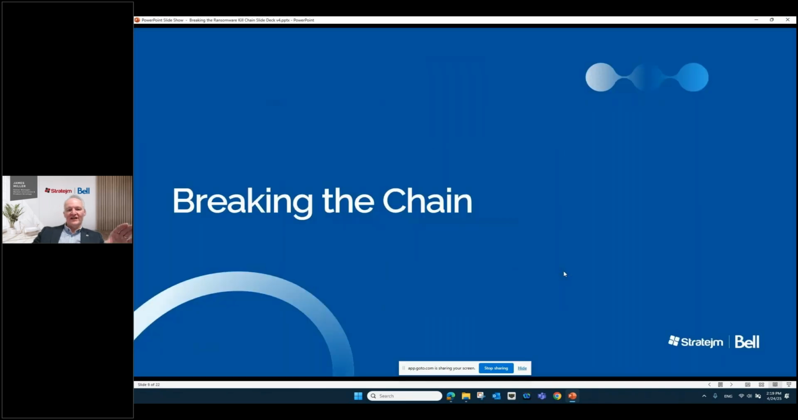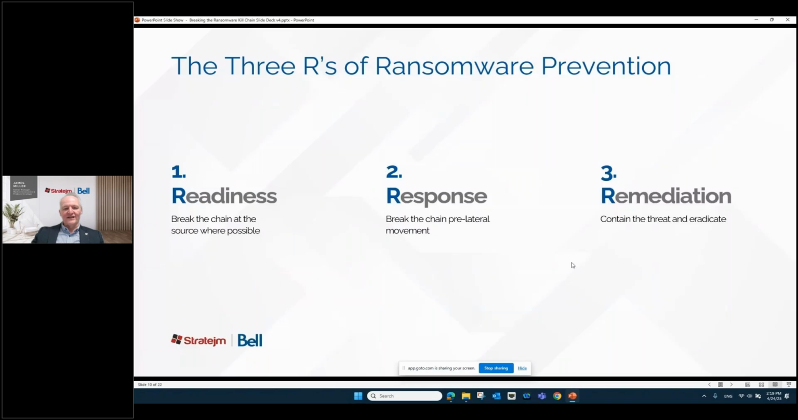So that is the chain. But we said we're going to help you break the chain. And it can be broken in different areas. There's not one magic bullet to breaking the chain. But the 3 R's will definitely help. I've mentioned them quite a bit. And we start with readiness. And that can help break it at the source if you're ready for a ransomware attack in many ways. The second is response. And that is able to break the chain by responding quickly enough.